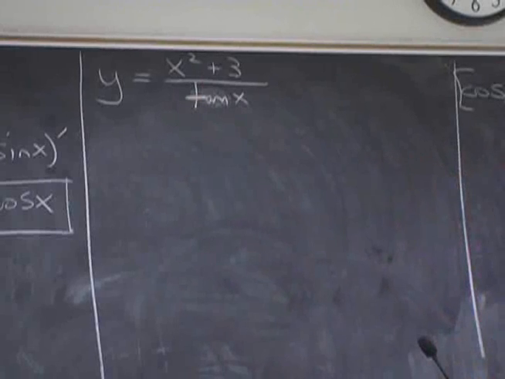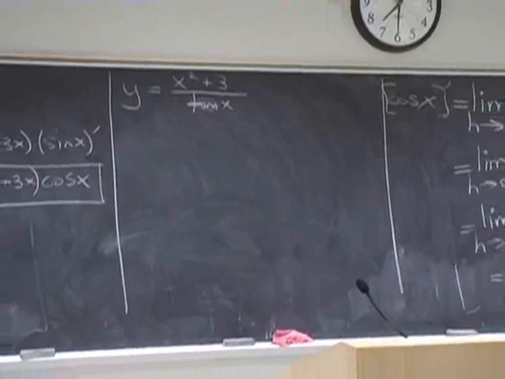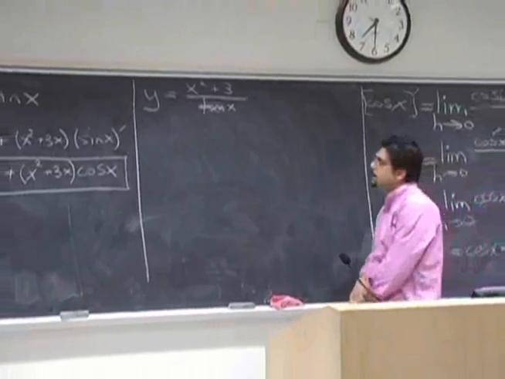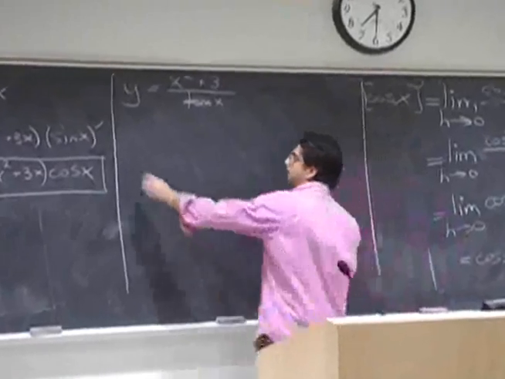y is x squared plus 3 over tangent x. There are two ways to go about this. One way is to do the quotient rule. So I'll do that first.